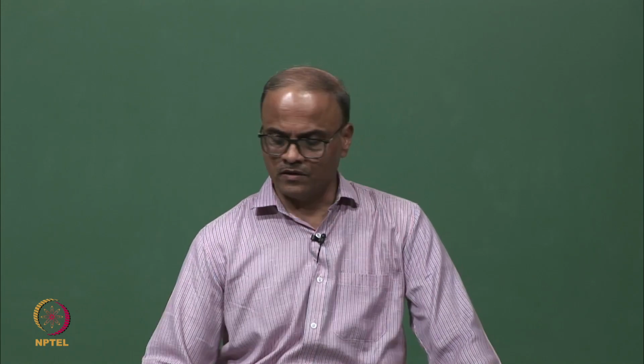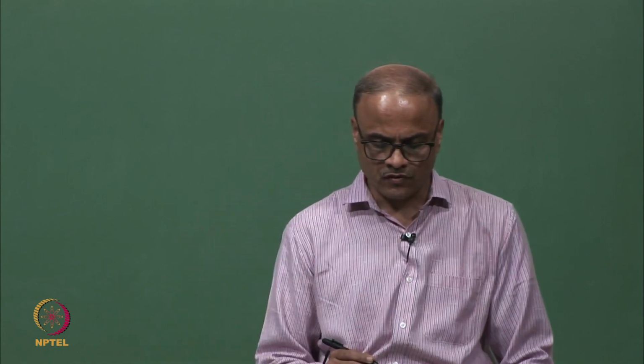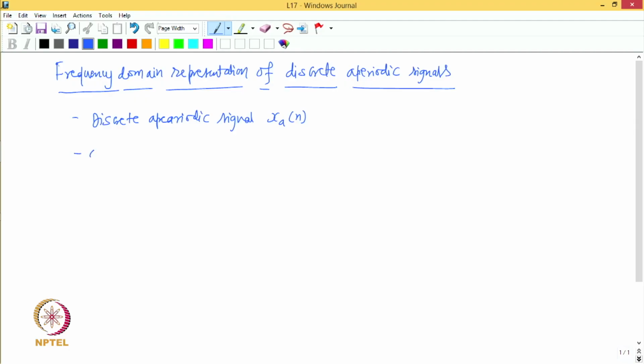So what we do here is, first of all, we define a corresponding discrete periodic signal, which we will represent by x[n], and this is obtained by periodically repeating the copies of the signal xa[n].